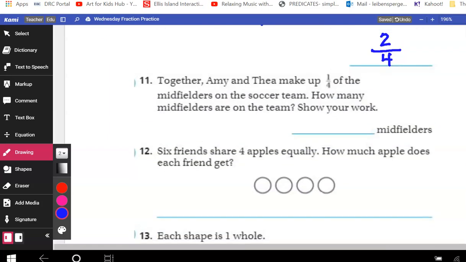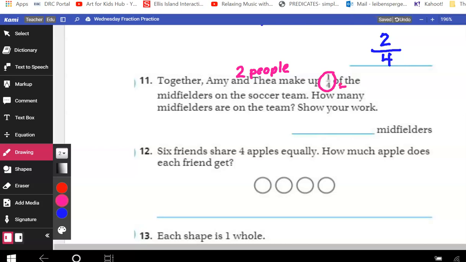Together, Amy and Thea make up 1/4 of the middle fielders on the soccer team. How many middle fielders are on the team? Show your work. All right, so I have 2 people here, I see. And I have 1/4 as my fraction, and that's representing Amy and Thea.